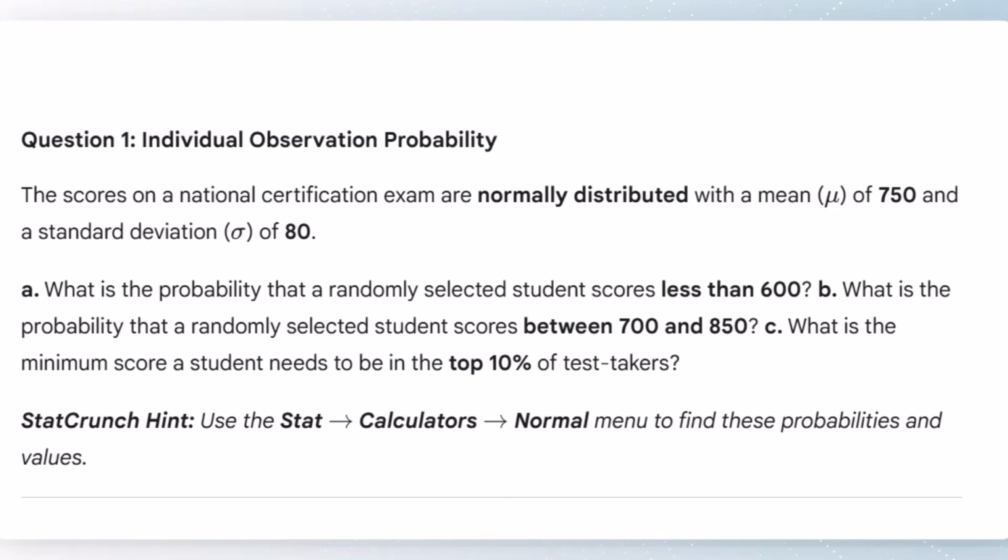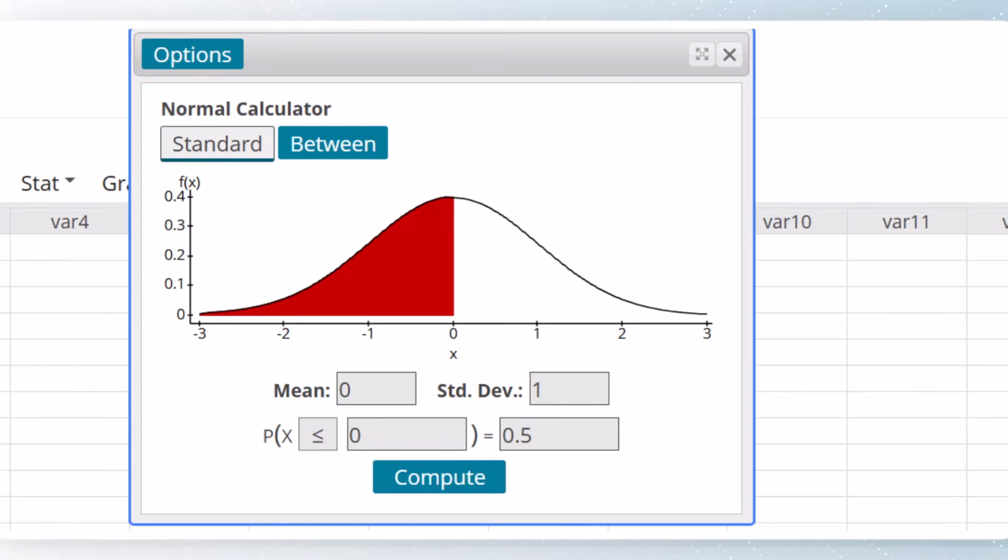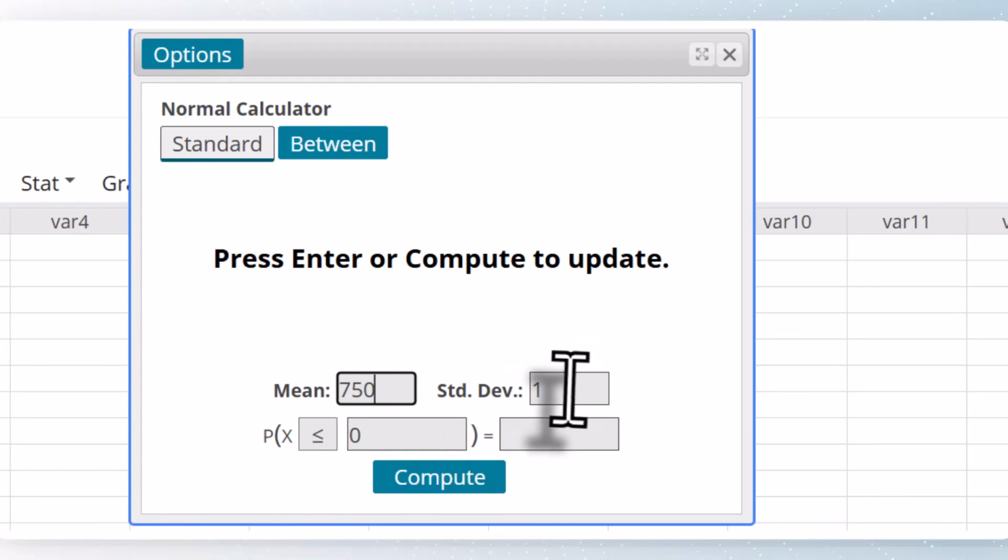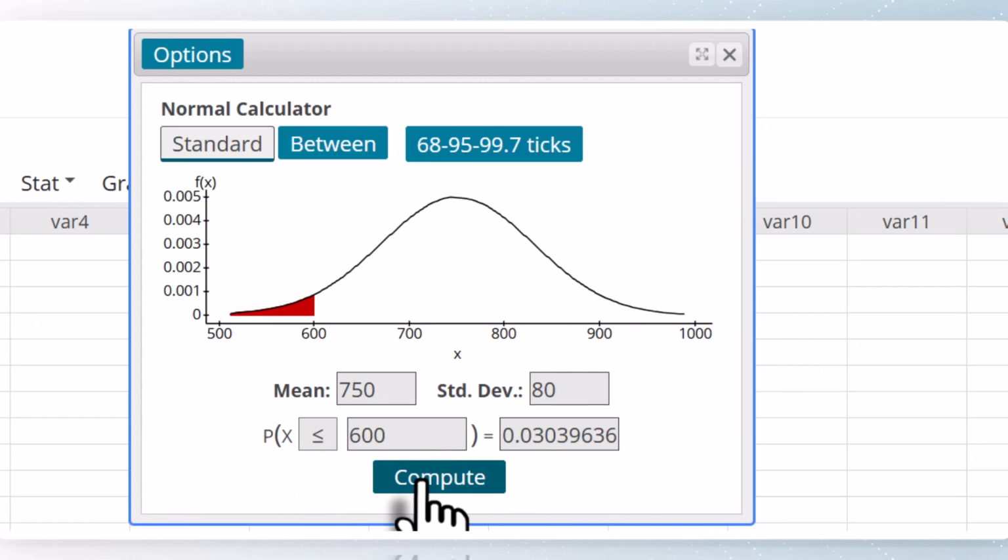So let me show you how to do that using StatCrunch. You go to StatCrunch, click on Stat, Calculators, Normal. You enter the value of the mean, which is 750. You enter the value of the standard deviation, which is 80. And he wants the probability of selecting a student who scored less than 600. 600 right here. And here's the answer, 0.0304.